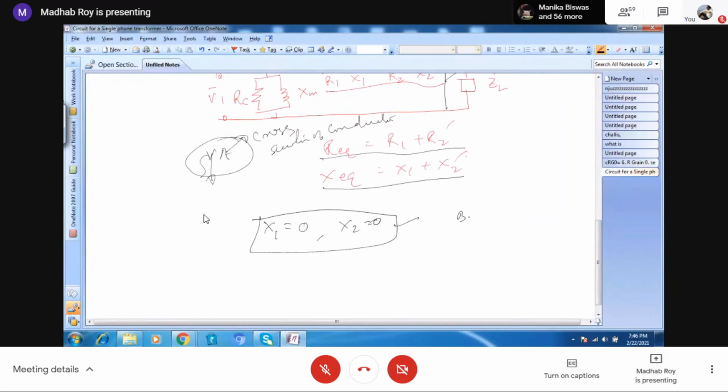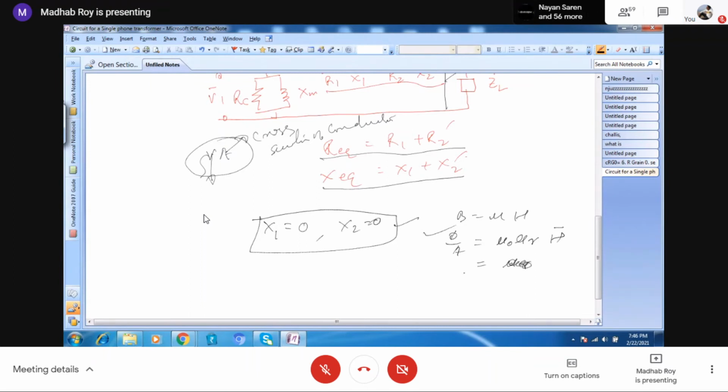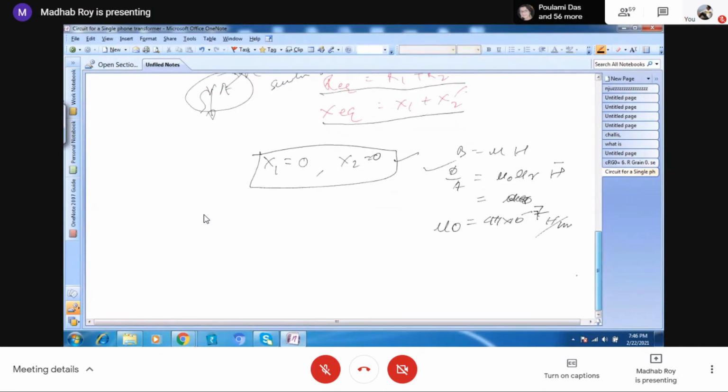You know that B is equal to mu H. This is a very simple relation. B is equal to flux by area, and mu is equal to mu naught times mu r, and H is called the magnetizing field. So flux will be induced. But anyway, what will be the value of mu r in the normal range? What is the value of mu naught? You know that it is 4 pi into 10 to the power minus 7 Henry per meter. It is the value of mu naught. And what will be the value of mu r? Can you have any idea of the range of mu r?